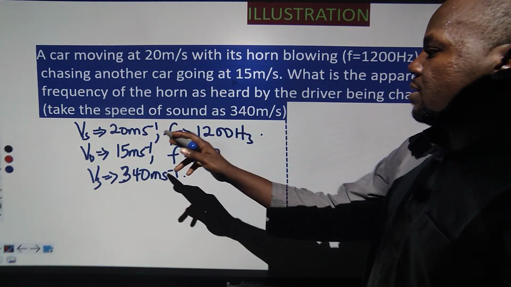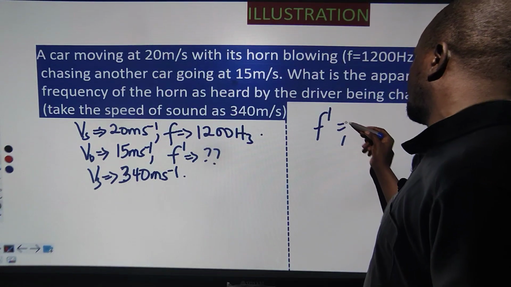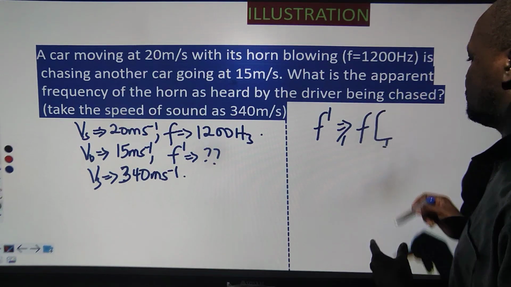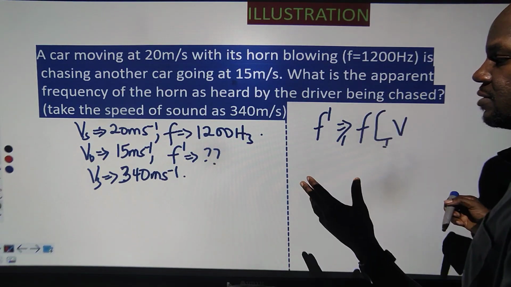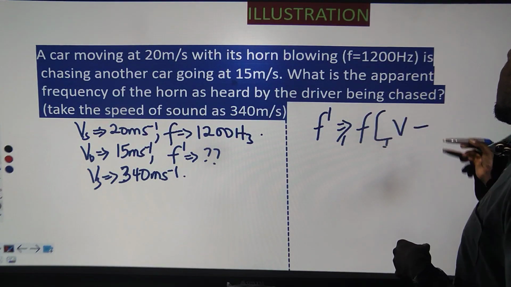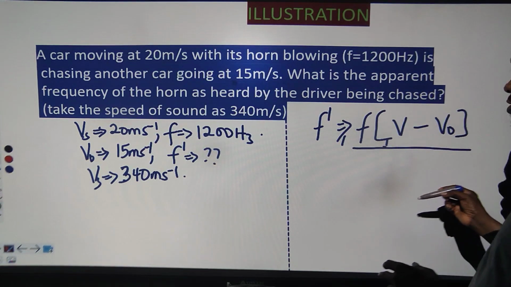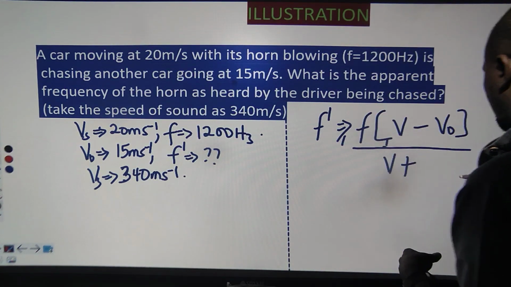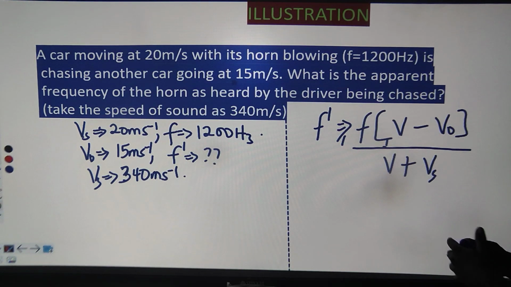So because the observer is moving and the source is moving, we know the formula F dash will now be equal to F open bracket, we have V. Now in this case, the observer is moving away, so it will be V minus V0 all over V, because the source is moving close, V plus Vs. So we substitute parameters and we're going to get the answer.